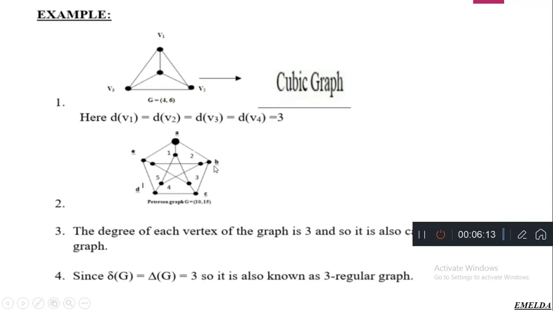The next is the Petersen graph. It has 10 vertices and 15 edges. Here also you can see that each vertex of the graph has degree 3. Therefore, this is also one of the examples for a 3-regular graph.